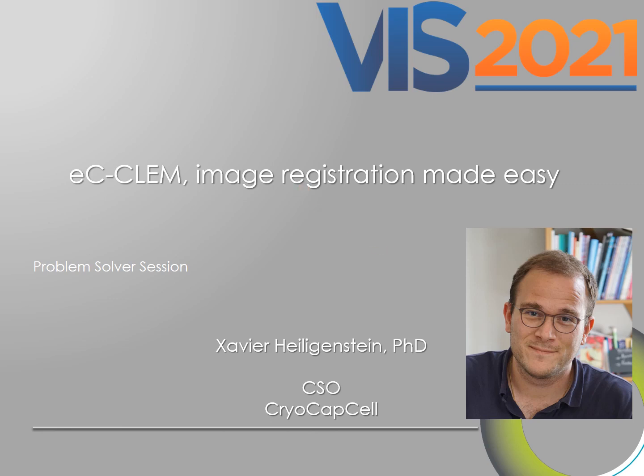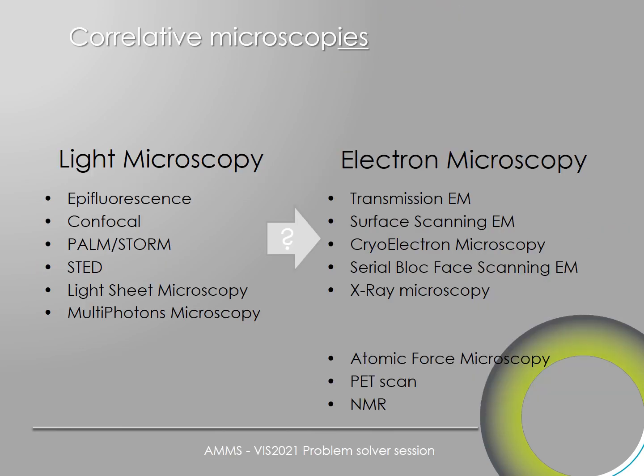That's why I've been asked to register this presentation, correlative microscopies in a very broad sense. You might have heard about light microscopies, epifluorescence, confocal, PALM-STORM, light sheet microscopy, multiphoton microscopy. You might have heard also about electron microscopies, whether they are transmission or scanning electron microscopies, whether they are in cryo or in plastic mode, whether they are in 2D or in volume EM. You might have heard about image correlation in X-ray microscopy, but it's also an option that you could see in atomic force microscopy or PET scan and NMR.